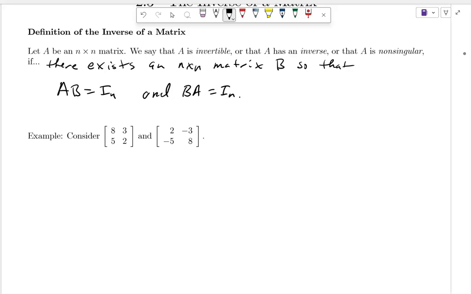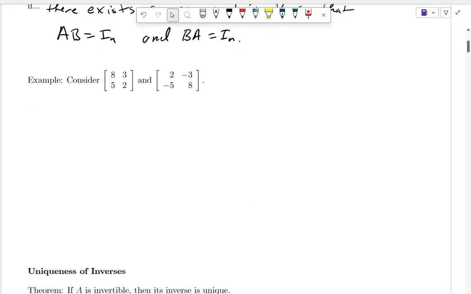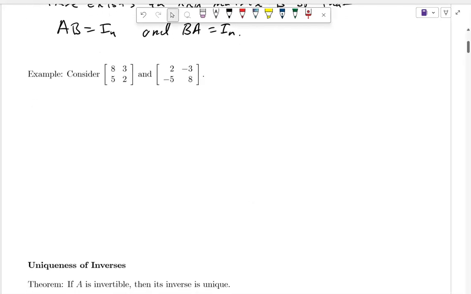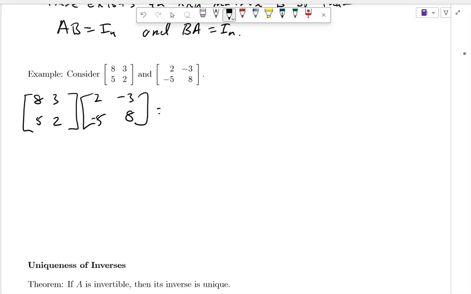So let's illustrate what we mean by this. Let's take these two matrices and multiply them in either order. Right? It says it has to work on both sides. So if we take 8, 3, 5, 2, and multiply it by 2, -3, -5, 8, what do we get?